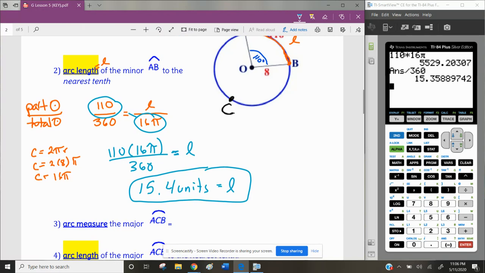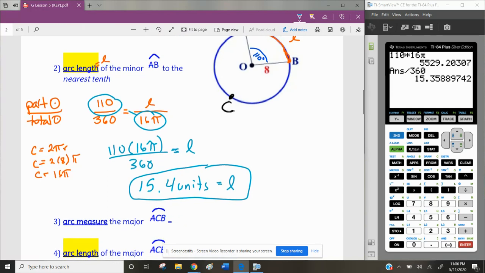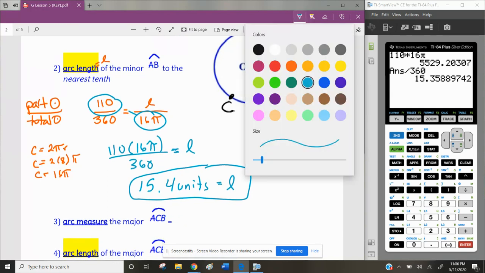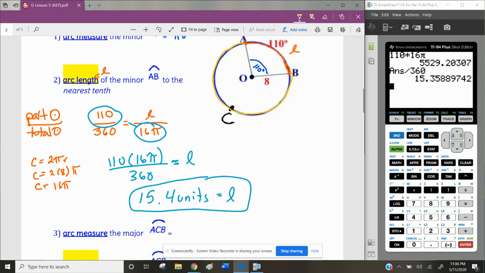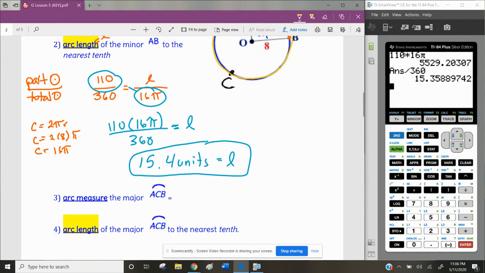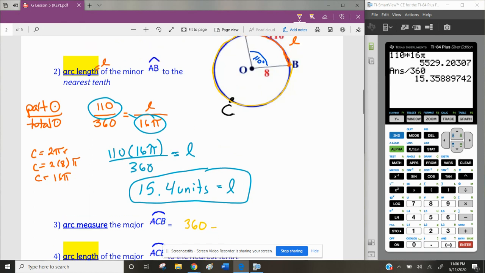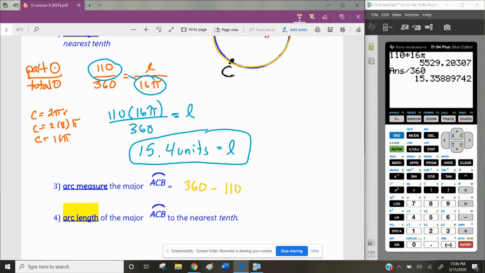So now we're going to do the arc measure of the major arc ACB. Measures are in degrees. That's this direction. And how would we figure that out? Well, these two arc measures together sum to 360. So 360 minus 110 degrees, and we get 250. Don't mind that, I just put that in the calculator.